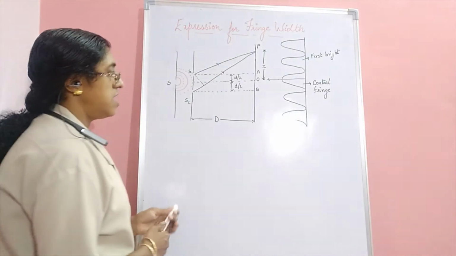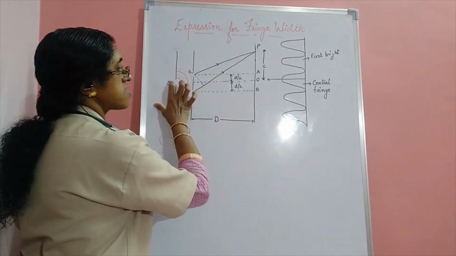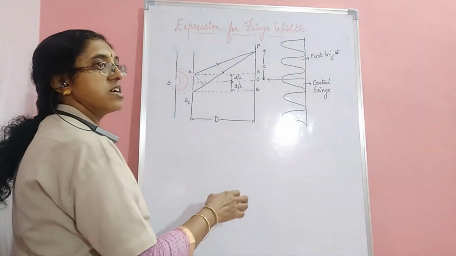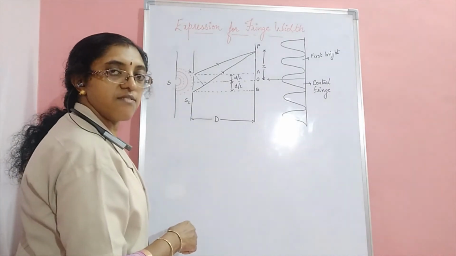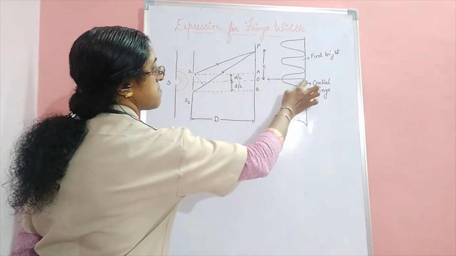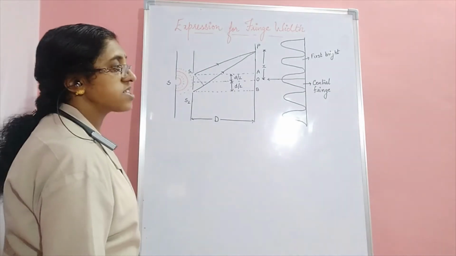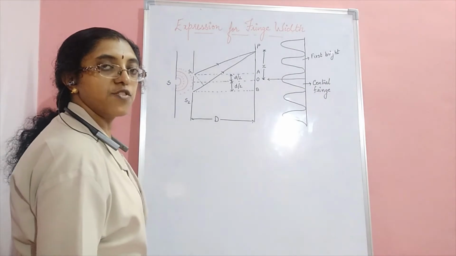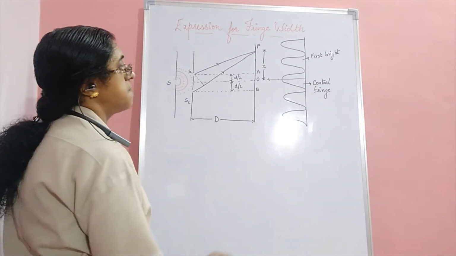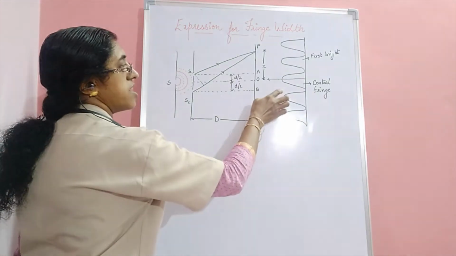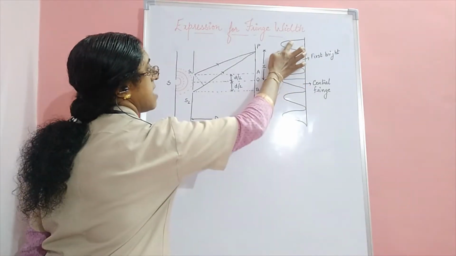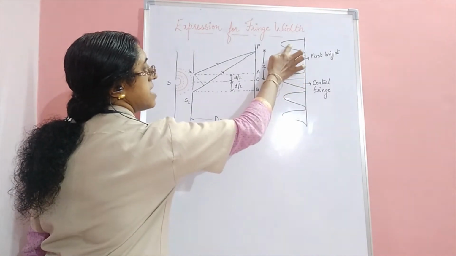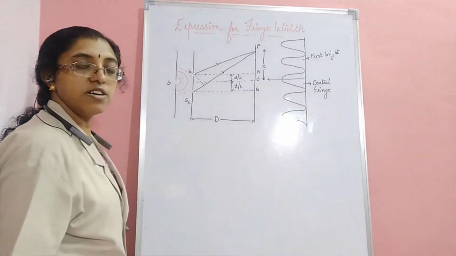For that, the central fringe: at the center point on the screen, the wavelets reach in the same phase. Hence, at the center point of the screen, you will have a central maxima. It's the central fringe, which would be the maximum and always the brightest. Now, at the successive points, you have a maxima and then a minima. This is a maxima again, this is a minima, again a maxima. Similarly, on the other side of the screen.